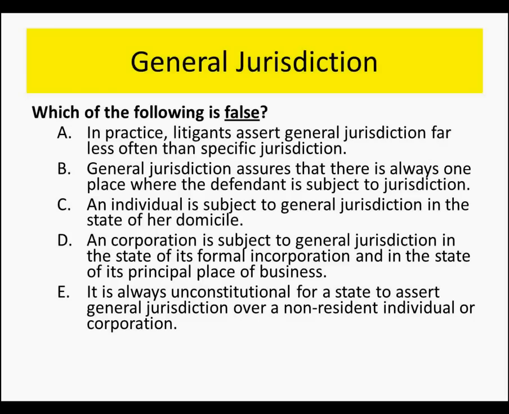In practice, it is true that litigants by far assert specific PJ more often than general jurisdiction when PJ is really at issue. Of course, if you sue in someone's domicile or sue in the principal place of business or place of incorporation, it just becomes a non-issue because there is general jurisdiction there. General jurisdiction assures that there's always at least one place where a defendant is subject to jurisdiction. We consider this to be fair. If you think about the individual again, whose domicile will be the place where they're subject to general jurisdiction, they're an insider in that forum.